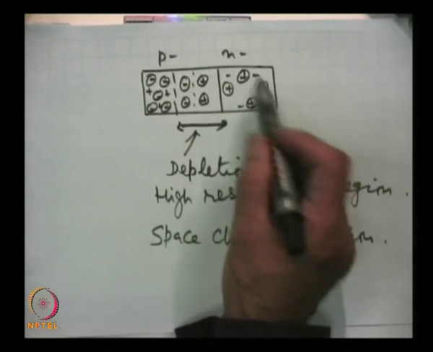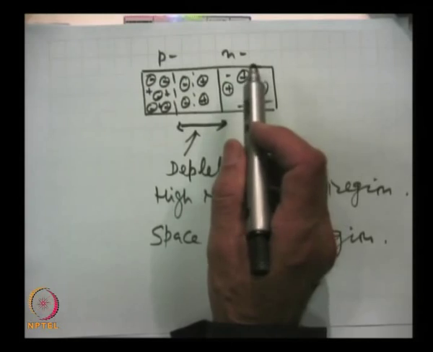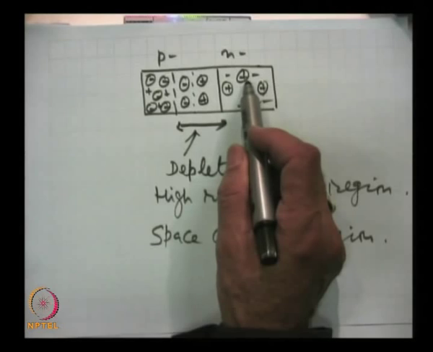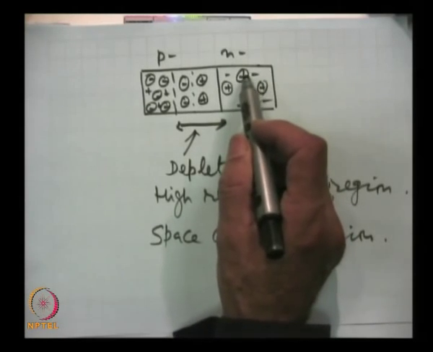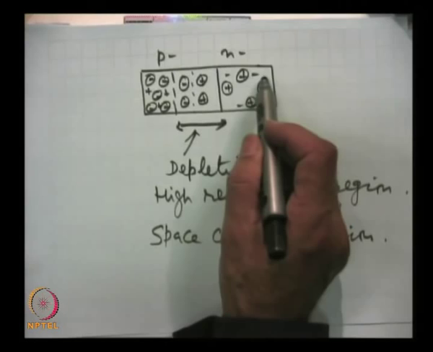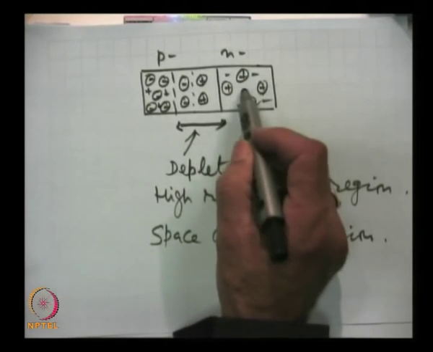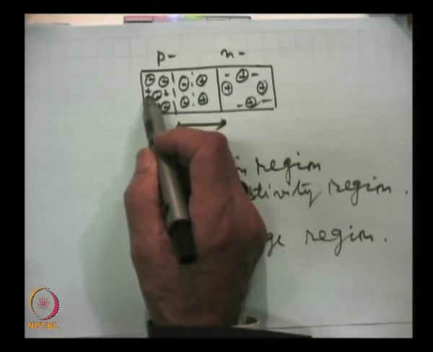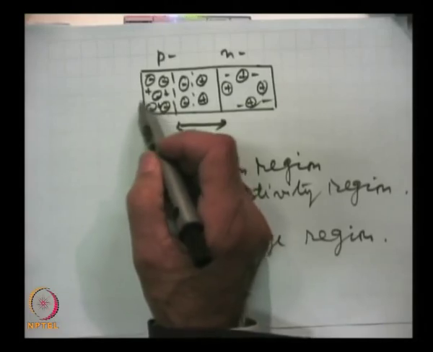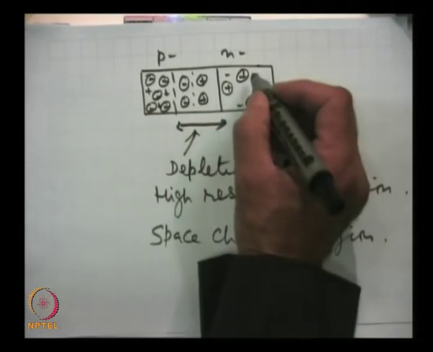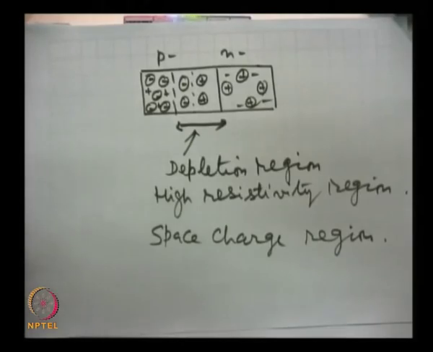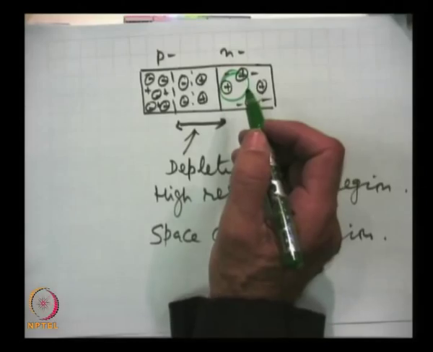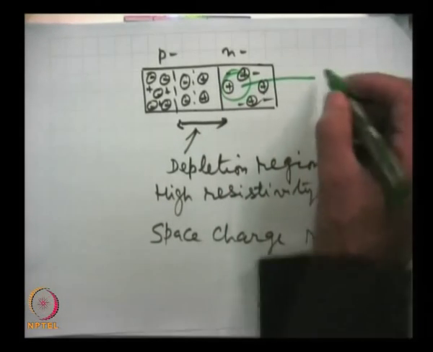Here this is neutral. There are ions here too, and here the negative ions, but the effect of these positive ions is neutralized in general because of the mobile electrons. Here the effect of negative ions is neutralized by the presence of holes. So overall, if we look at any segment of the regions away from the junction, it is neutral.